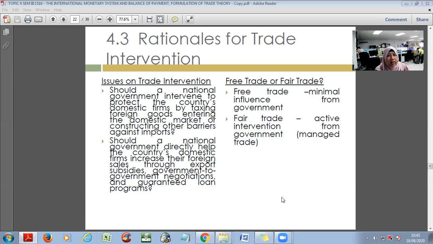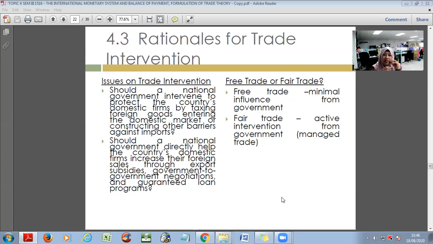Let's say free versus fair trade, because the pronunciation is almost similar, right? Free trade means the company has 90% of the profit, whereby the government only has 10% of their profit. This is an example to show the differentiation between the two. Free trade, because they have minimal influence from the government. That's why 90% of their profit goes to the company itself, and 10% goes to the government.